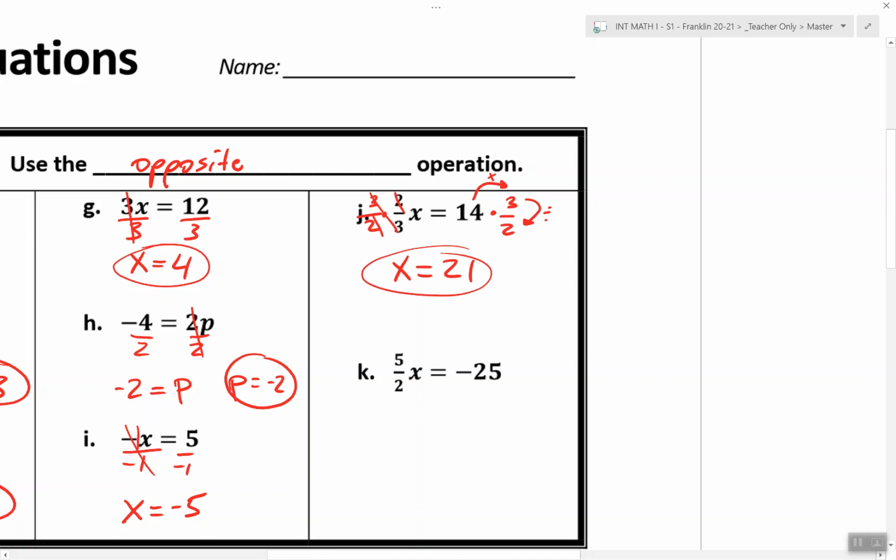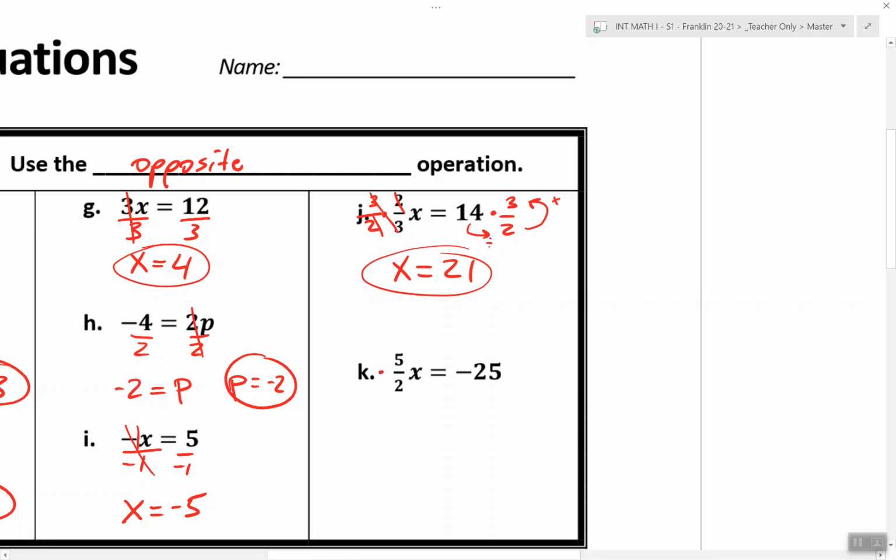If you'd prefer, it works the same way if you divide first. So you could have done 14 divided by 2 times 3. 14 divided by 2 is 7, times 3 is 21. You do get the same answer. So just depending on which way you'd prefer to do the math, I usually multiply first just because it makes more sense to me, but dividing works just as well.